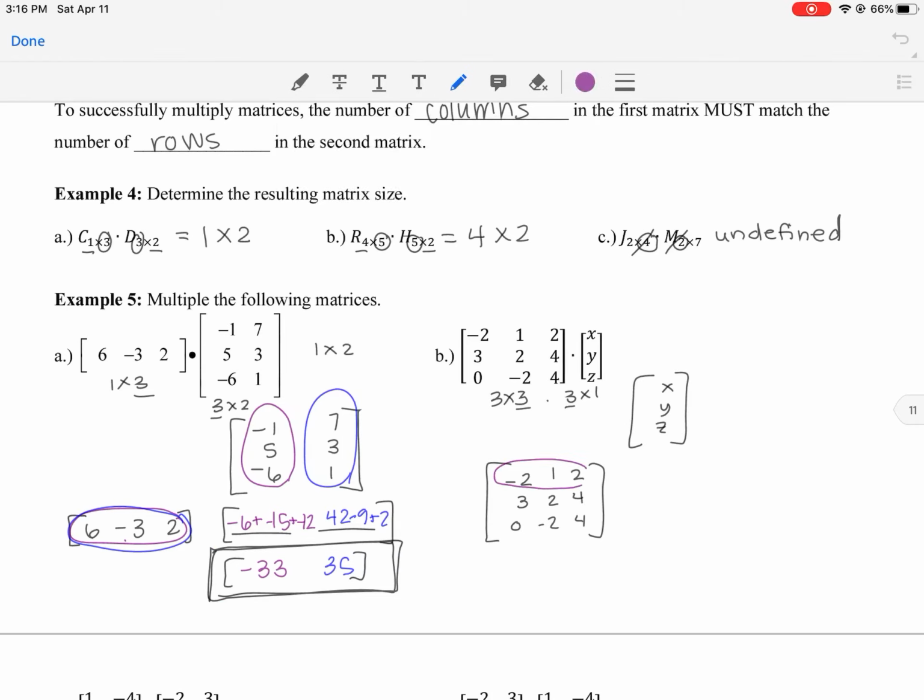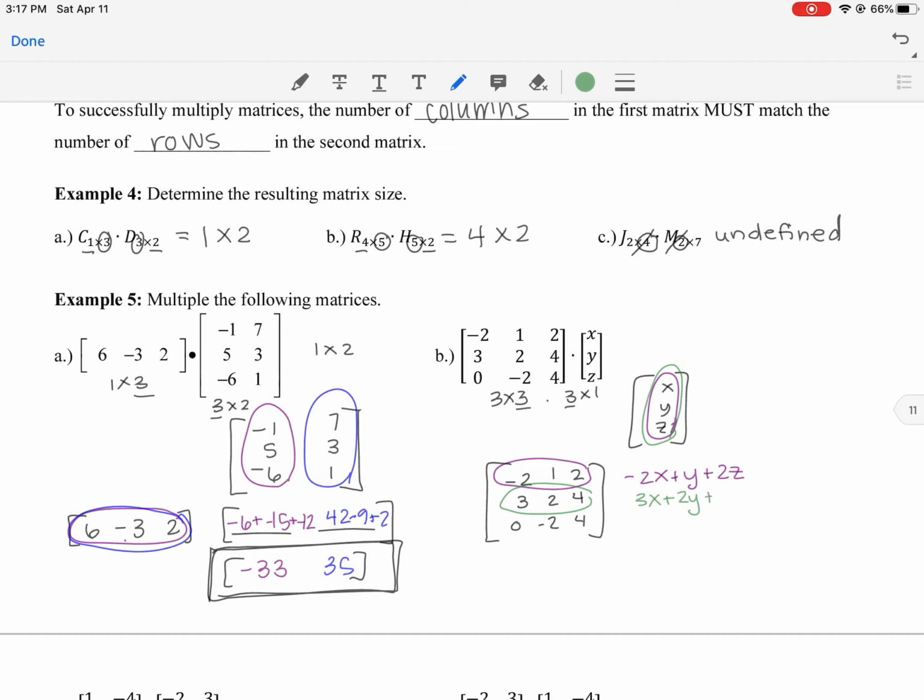And then I'm going to put the x, y, z up here. Okay, so for this first row, we're going to do the first row times the first column. So we're going to have -2x plus 1 times y is just y, and then 2 times z, which is plus 2z.